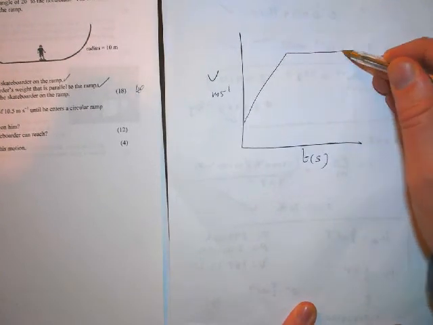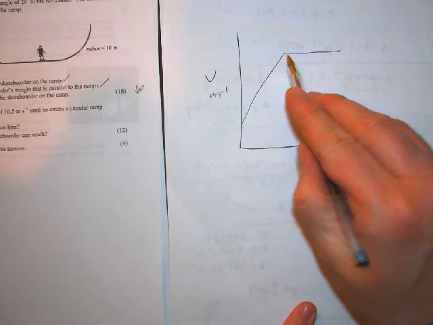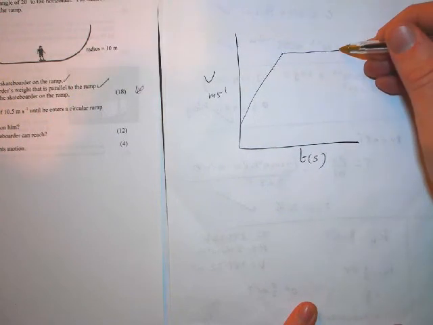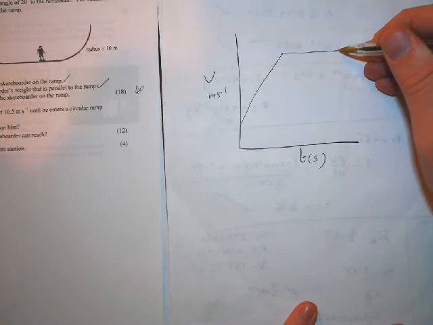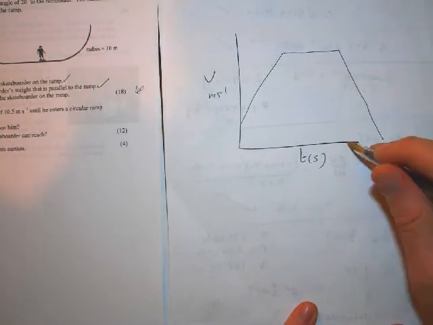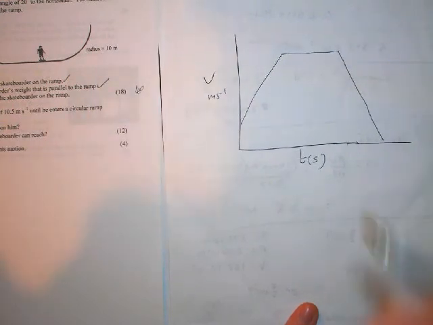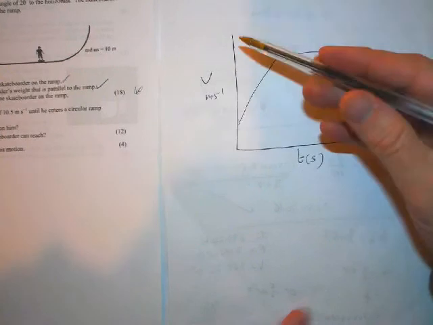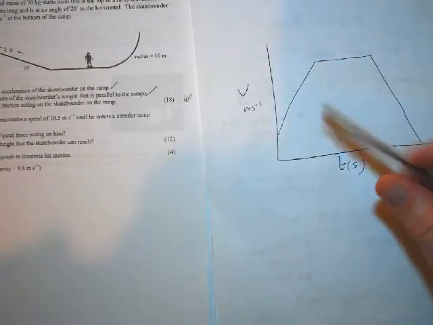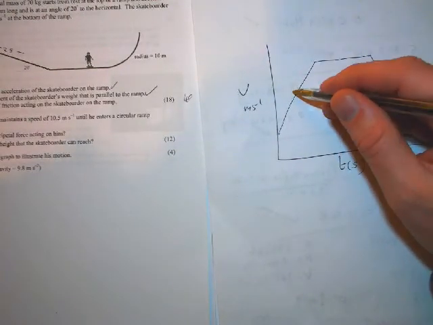So he's going down the ramp, his velocity is going to increase, and then he reaches the bottom and it's going to go flat, remaining at a constant velocity, and then he's going to go into the ramp, so his velocity is going to decrease until he reaches rest. You'd be tempted to do that, and that's most of the marks, to be fair.